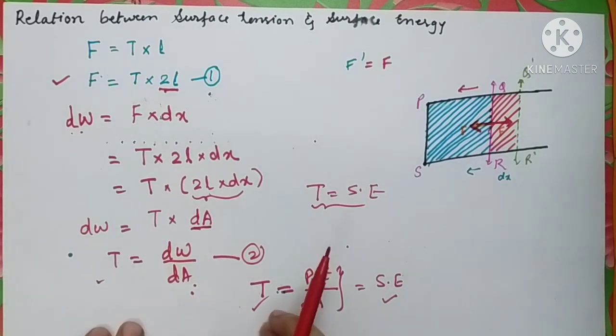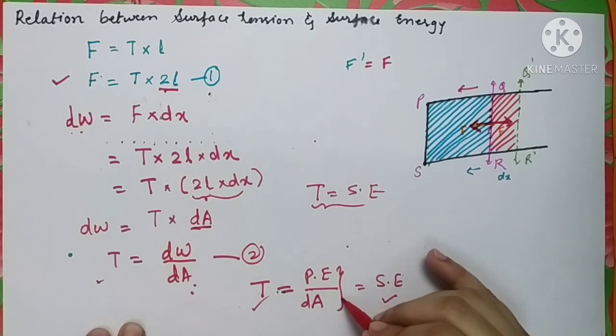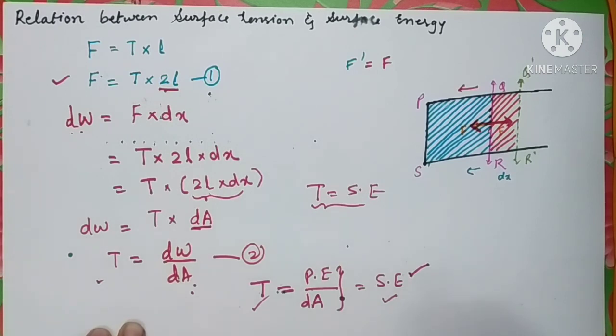Then after that, we all know that this dW is nothing but the small work done. So there will be a small amount of energy increment. That energy is potential energy, as work done and potential energy both have the same concept. So this is potential energy per unit surface area, and this potential energy stored per unit surface area is nothing but the surface energy of a liquid. So from this derivation we will come to know that both the things, surface tension and surface energy, have the same concept. They are numerically equal as well as dimensionally equal. Hope you have understood the topic. Thank you.